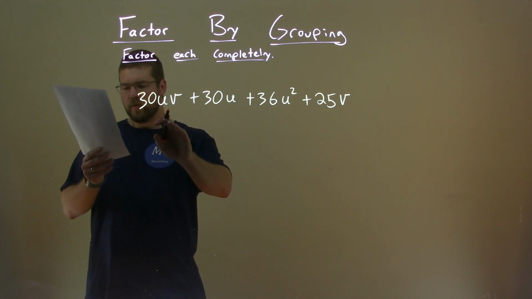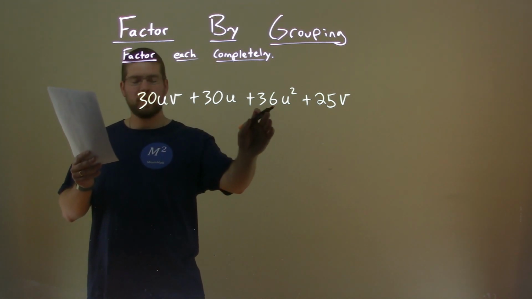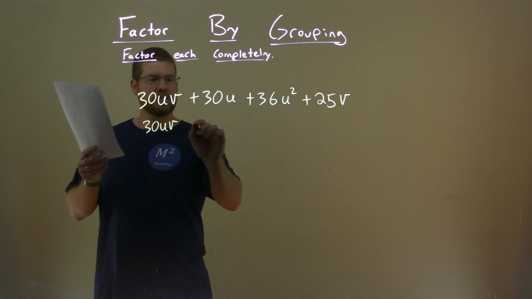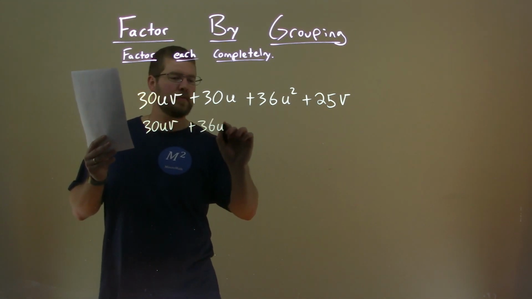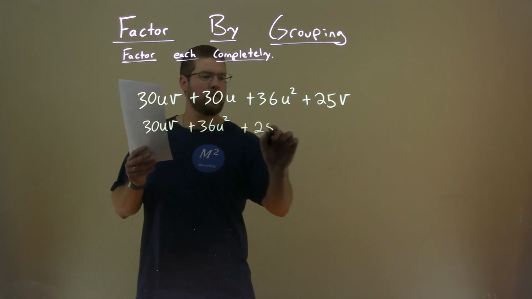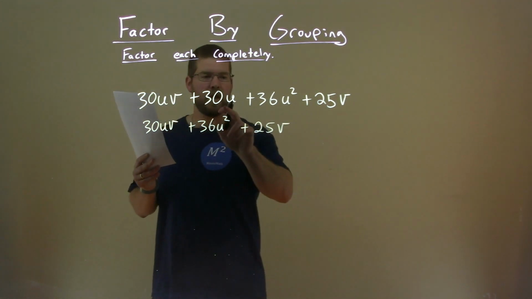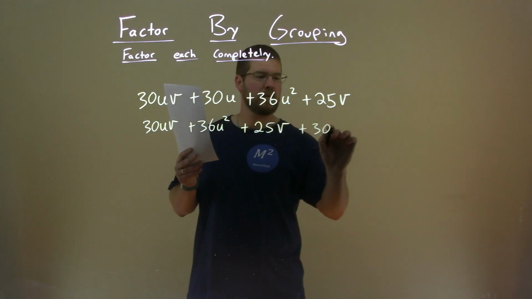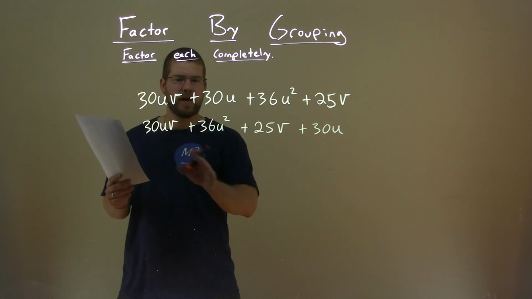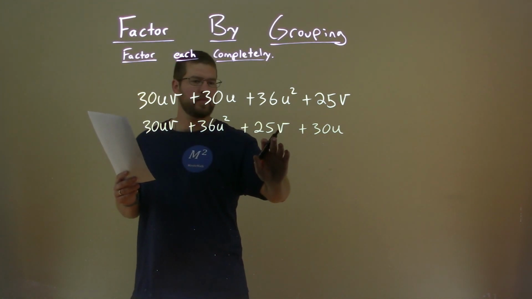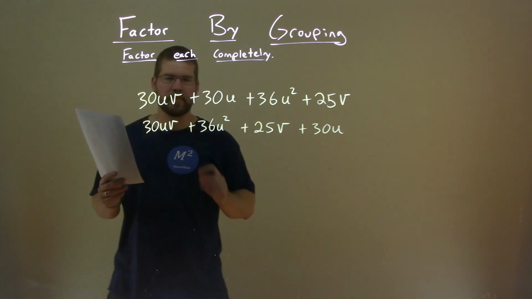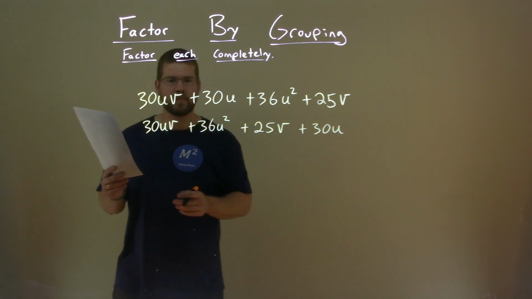So what I'm looking for here is I see a 30uv, I'll bring that down, and I'm bringing over this 36u squared. Then I'm going to bring down this 25v here, and then bring over the 30u. Okay. So I rearranged this, and notice I have a v here, and then there's a 1u and 2u's here, and no u's and 1u here. And you'll see why in a minute how this becomes helpful.